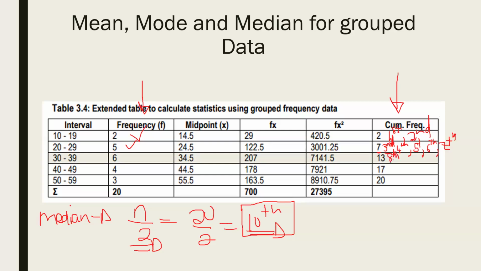So how many positions will now be in that class? There will be 6 of them. So it will be 8th, 9th position, 10th position, 11th position, 12th position, 13th position. Like I said, the last position should be the same as the number here. But if you check already, it means that our 10th position is in this class there. So that's how you determine.